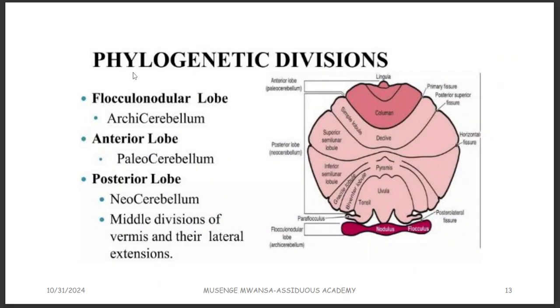And so we can see the phylogenetic division. The flocculonodular lobe is also known as the archicerebellum, the anterior lobe is the paleocerebellum, and then the posterior lobe is the neocerebellum. Just take note of these names. It's important to take note of them. Flocculonodular, archi, anterior, just like that.